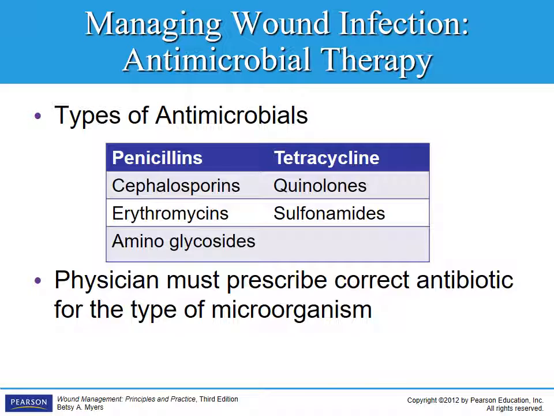All right, so types of antimicrobials, you have your penicillins and your tetracyclines, and there's a list here. All of these, of course, are prescribed by the doctor, and once you do your swab, your culture, depending on the type of microbe that's growing on the wound, the doctor will then prescribe the specific antibiotic that kills that type of microorganism.